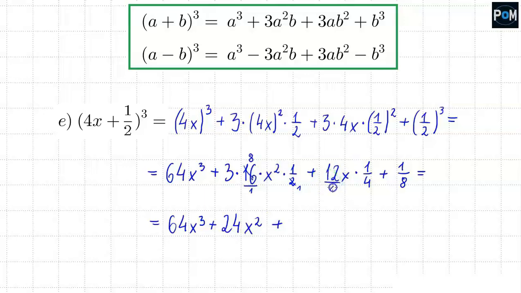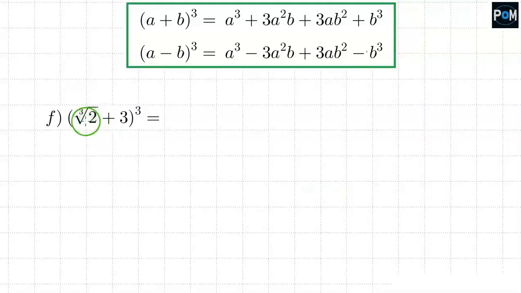Similarly, here in this part, we simplify 12 and 4, we get 1 from this, and here we get 3. So from this whole piece, we get 3x's and plus 1/8. End of the example. In example F, we have roots appearing, but we are still working according to this formula.